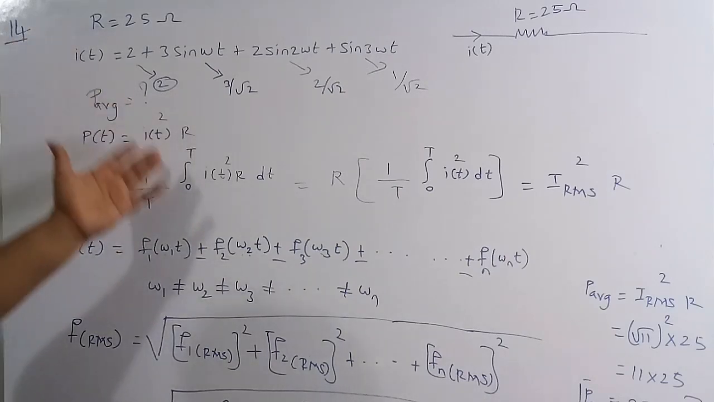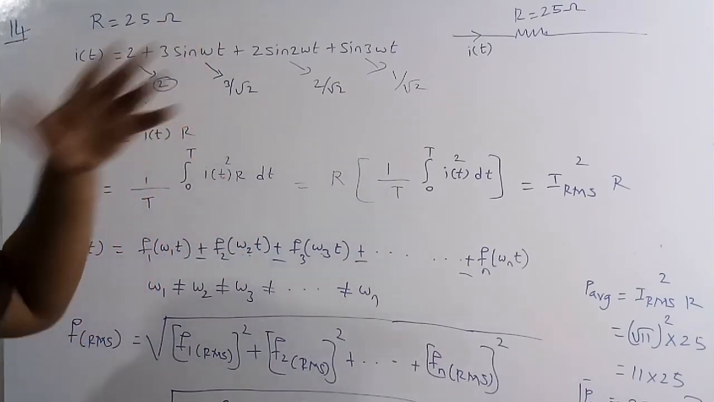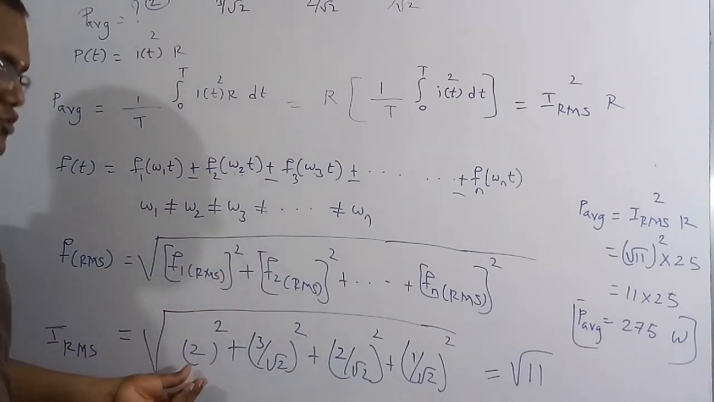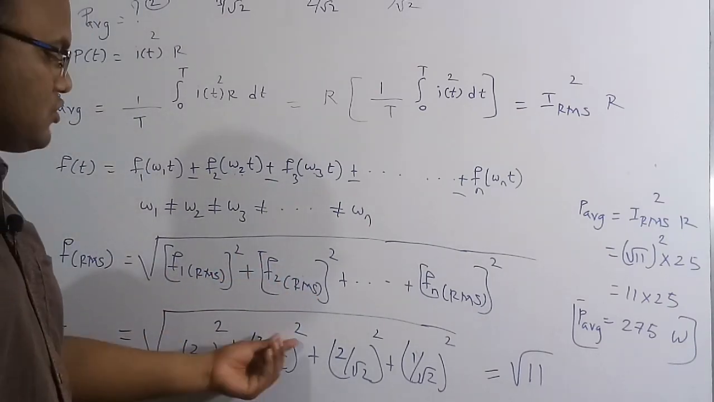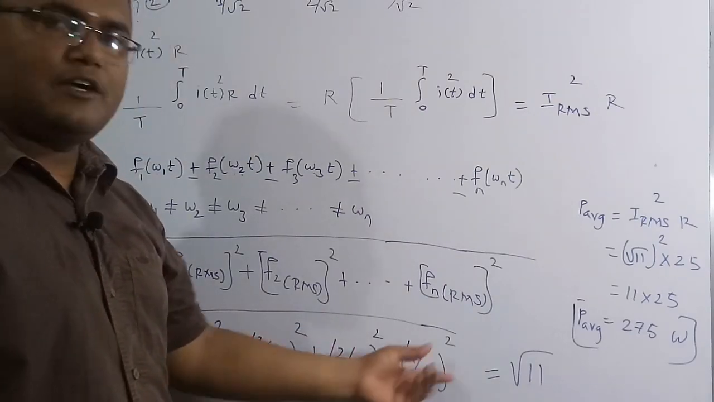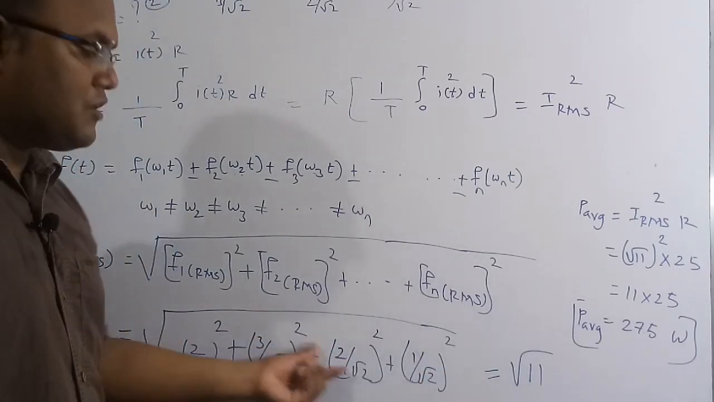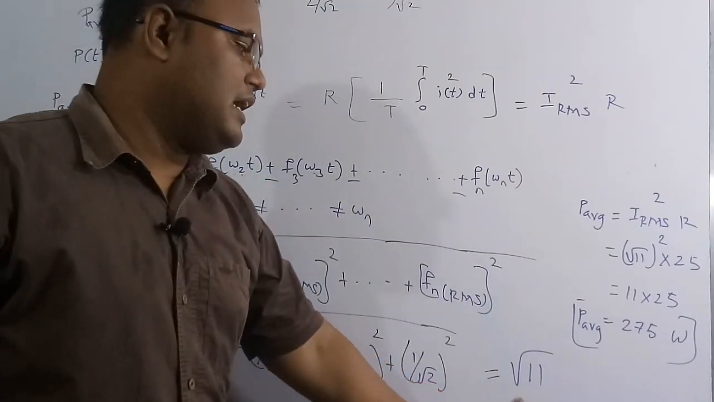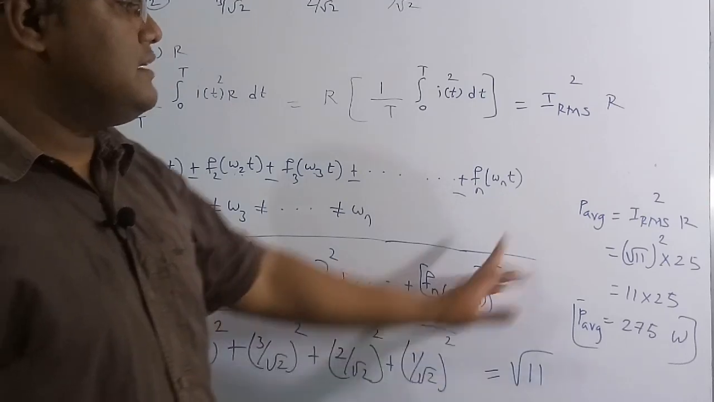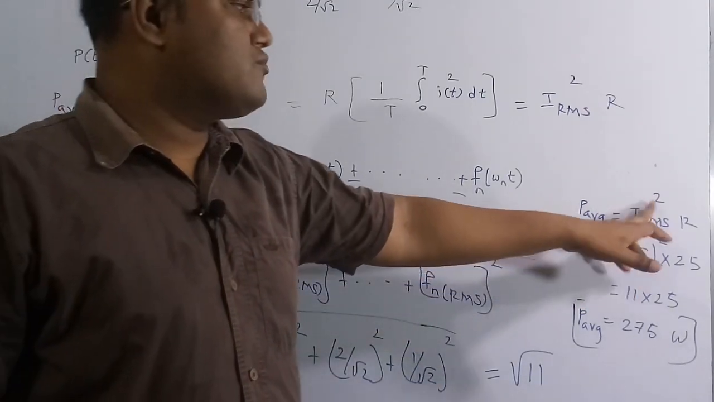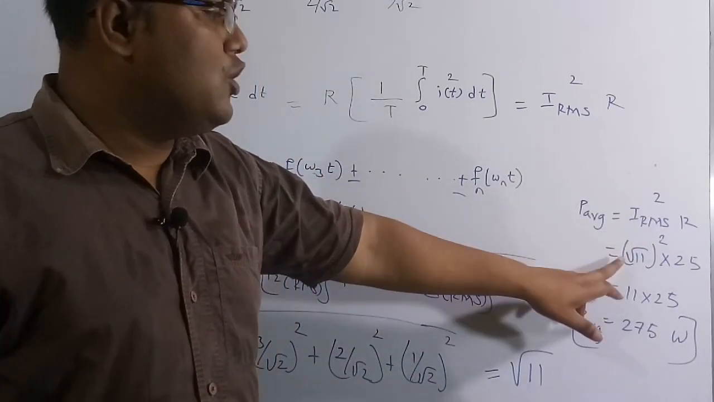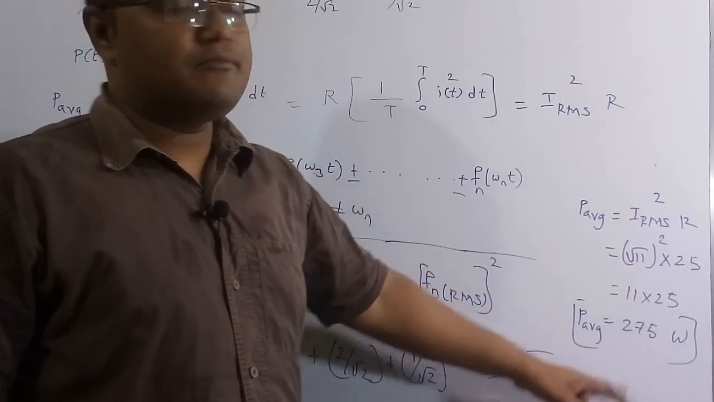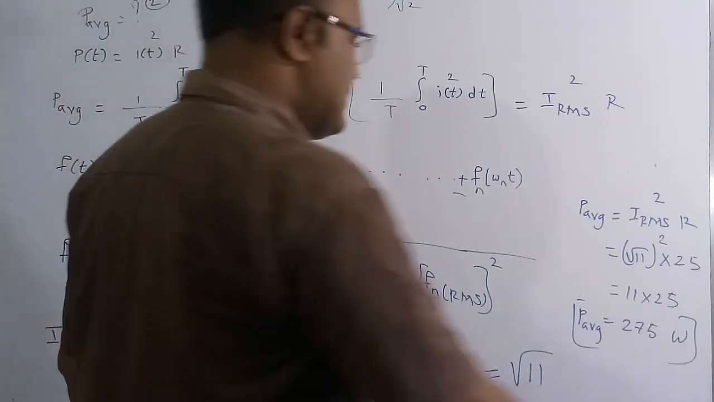Now we have to square each, add, and then take the square root. So IRMS is equal to the square root of the RMS of DC, which is 2, whole square, plus 3 by root 2 whole square, plus 2 by root 2 whole square, plus 1 by root 2 whole square. We take the RMS of each term and square it. Finally this gives root over 11. So the net formula is P average equals IRMS square R. We know IRMS is root over 11, so squaring it and multiplying by 25, 11 into 25 is 275 watt. 275 watt is the correct solution of this question.